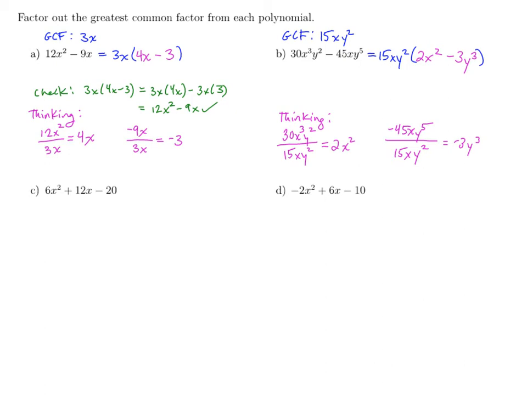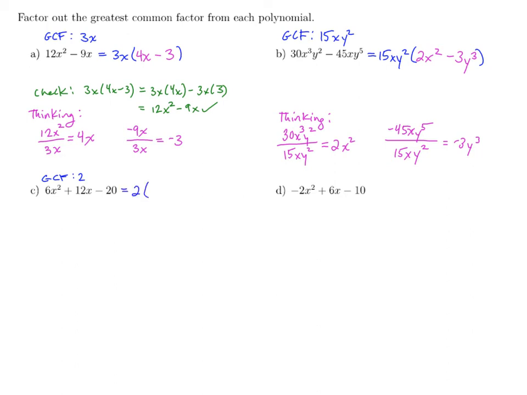Our next polynomial here is 6x squared plus 12x minus 20. And as we look at the greatest common factor here, we can see that the terms 6x squared, 12x, and negative 20, do not all have a variable. There's not a variable in every one of those terms. So we're just going to have a numerical greatest common factor here. And that is what we'll factor out. So looking at 6, 12, and 20, the greatest common factor for those is simply 2. So we will be factoring out 2.